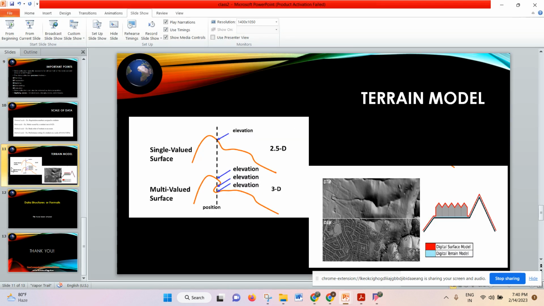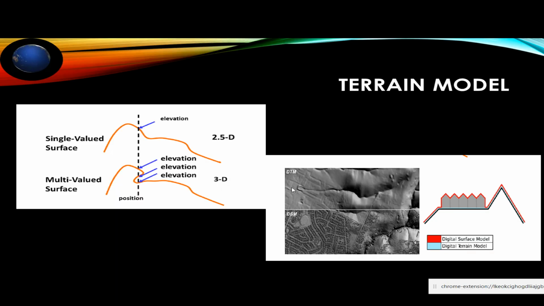By the time it is opening, let me tell you about the terrain model. The terrain model speaks about the z dimension. The x and y coordinates are covered in the surface model, but the third dimension is covered in the terrain model. Terrain models are of two types: digital surface model and digital terrain model. When the z value is a single value and does not take multiple values, that is a 2.5 dimension terrain model. When multi-valued surfaces are there, it is a three-dimensional terrain model.